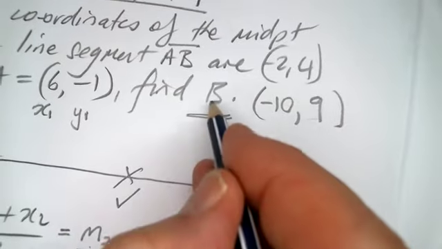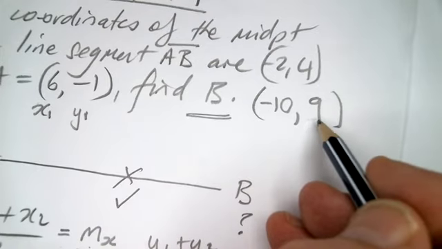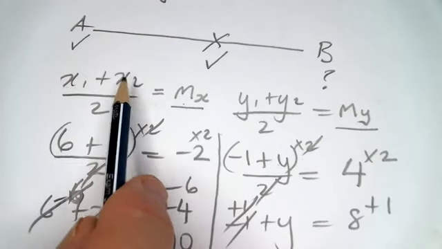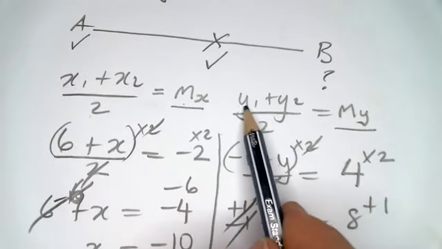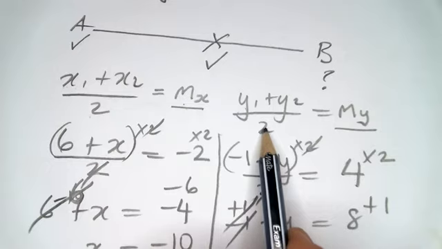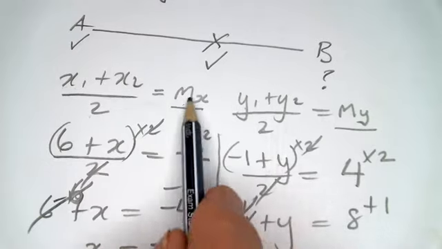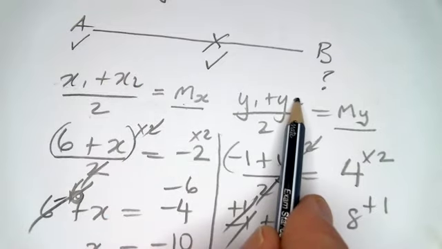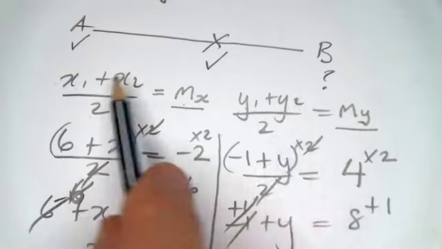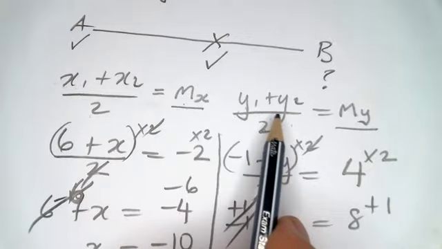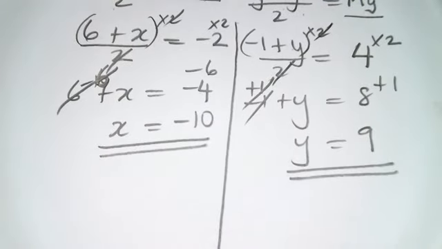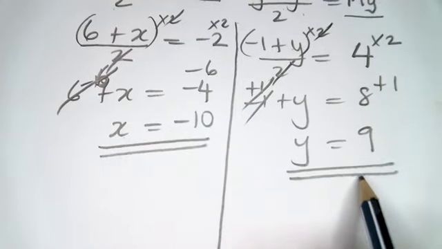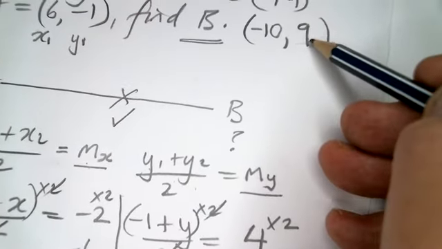So the coordinate of B is -10, 9, and we found that by using (x1 plus x2) over 2 and (y1 plus y2) over 2, but we actually knew what those two equaled. We just didn't know the x2 and the y2 components of those two expressions. When we put them in, we were able to find the x2, really this is x2, really this is y2, and we were able to reveal the coordinates of B.